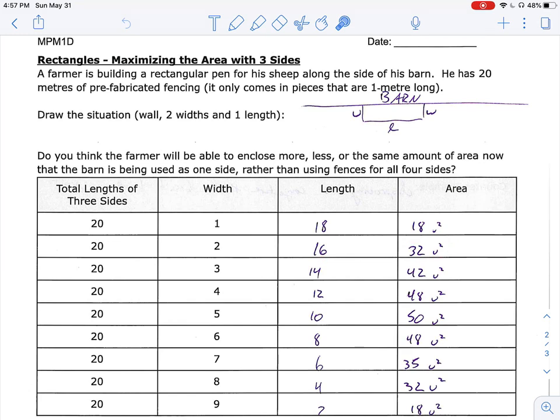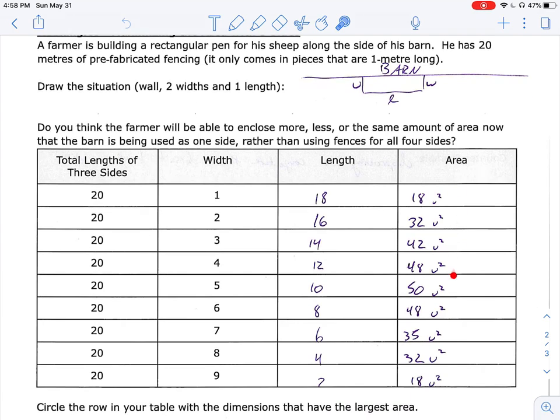And I keep plugging in, okay, if a width of 4, that would be a length of 12, which would give me 48 units. If I have a width of 5, that means I have to have a length of 10, which gives me 50 units. And then we go back, 6 and 8, which would be 48, 7 and 6, 35. And we can see what the areas end up being, right?